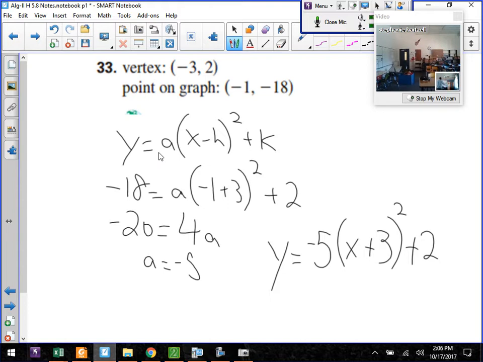More often than not, what people mess up here is, look how many negative values you have. I just moved it over, right? I tend to skip steps. I apologize.